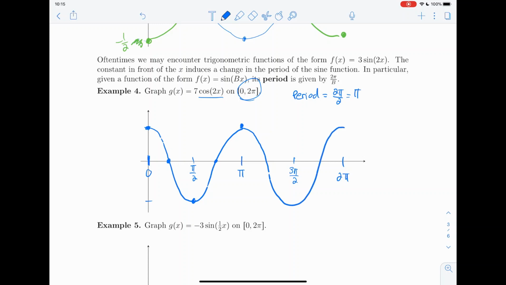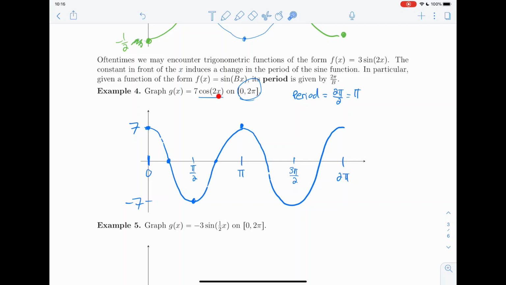like that. And then because the amplitude has a 7 sitting up front, we're going to go up to a 7 and down to a -7. And there we have it. This is 7 cosine 2x, which the 2x inside has squished our function by a factor of 2 horizontally, meaning that it has divided the period by 2, which is why we have 2 periods of cosine occurring in what used to be only 1 period's worth of 0 to 2 pi.